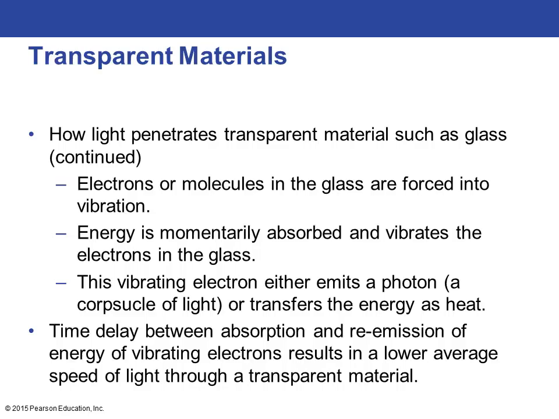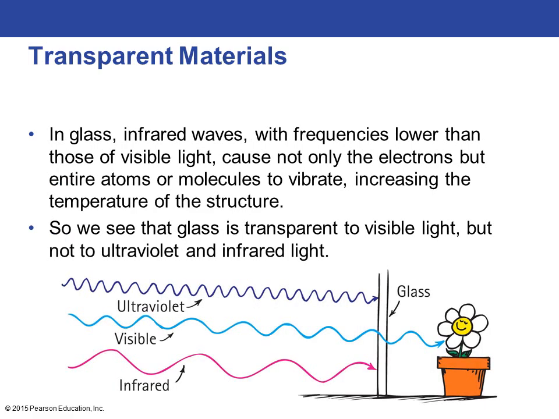There's a time delay between the absorption of the electron. So as one electron hits another electron in the glass, there's a little time delay for that electron to start the next electron vibrating, and the next electron to send out that energy and continue that vibration as it moves through the glass. So it doesn't happen just instantaneously. It takes a little bit of time. And this is why light takes a little bit longer to get through glass than it does to move just through the air.